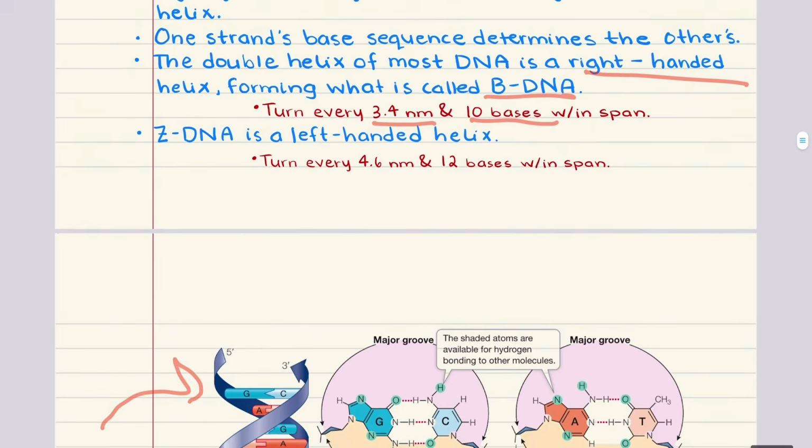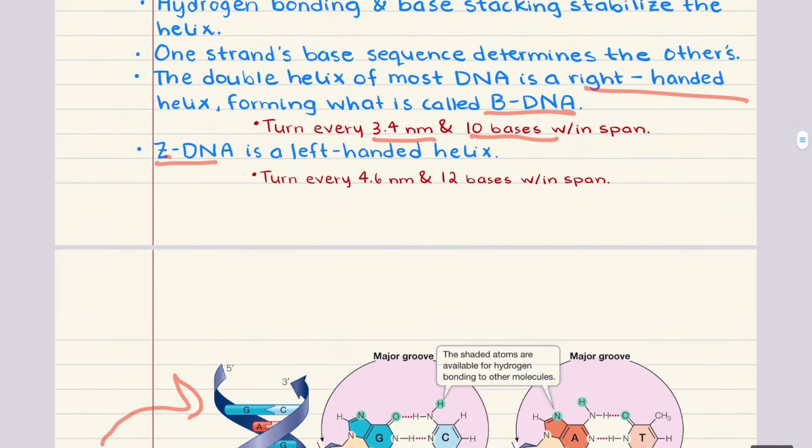But not all DNA adopts the B form. There's also a less common form called Z-DNA, and this is a left-handed helix. It's more extended and zigzag-shaped with 12 base pairs per turn and a full twist every 4.6 nanometers. Z-DNA can appear under certain physiological conditions, especially when there's a high GC content or unusual supercoiling. But for most of our discussions, we're going to stick with B-DNA as the standard.